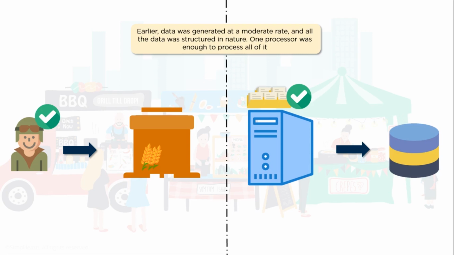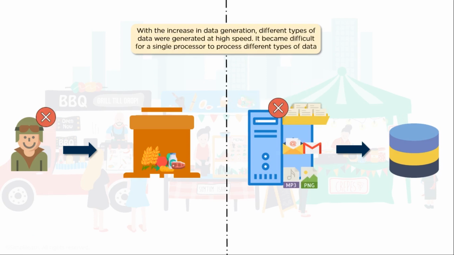Now, in the past, data was mainly structured and pretty much one processor was enough to process all of it. As data generation increased, different types of data, or I would say different types of data sets, were getting generated, and that too at a high speed. So it was evidently becoming difficult for a single processor or a single machine to store, to curate, to process, to mine, and to analyze different types of data and data sets.